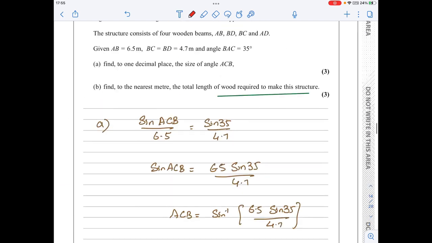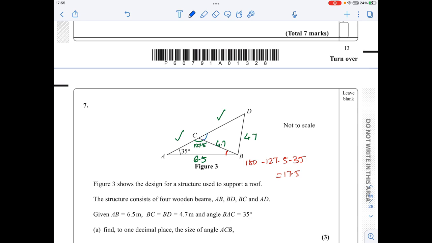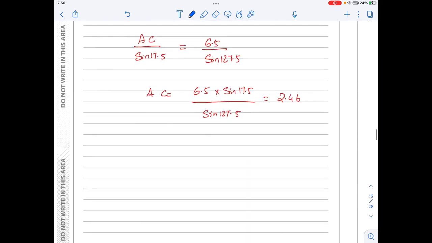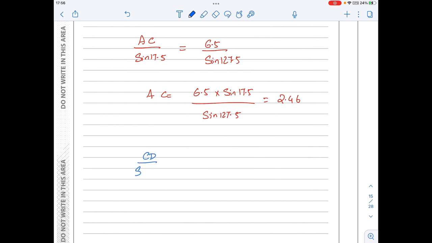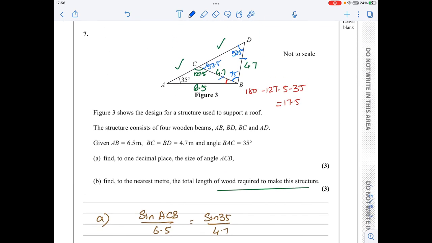Once I have got AC, then I have to find the CD value. This angle is 52.5, this angle is also 52.5 because the sides are the same. So 180 minus 52.5 is nothing but 75. So now CD upon sine 75 equals 4.7 upon sine 52.5.